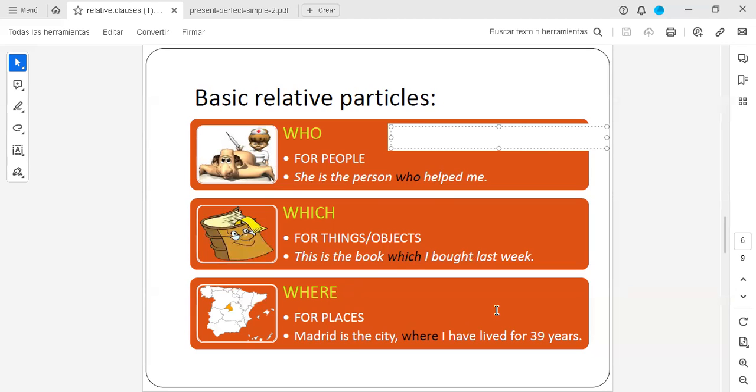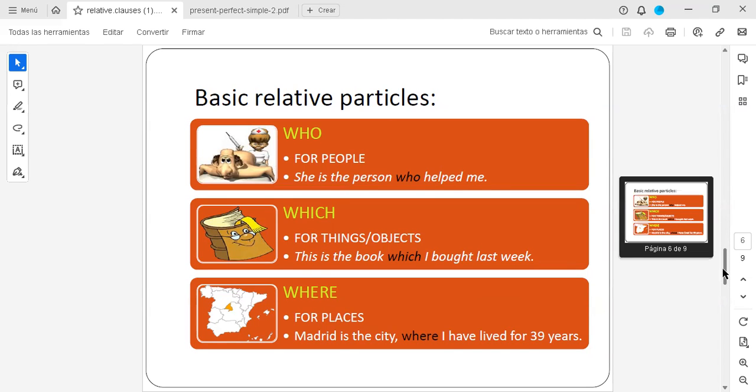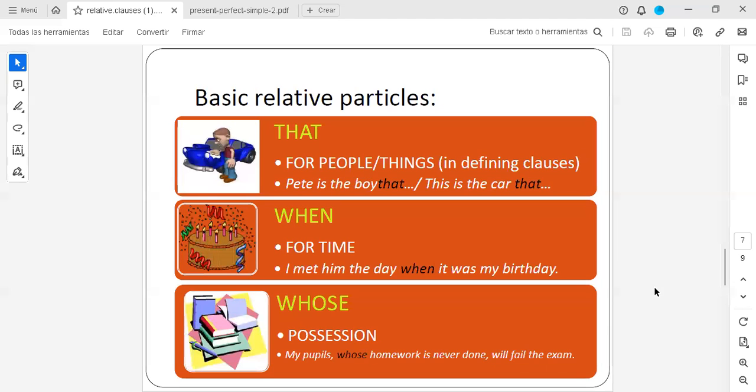Ella es la persona que quien me ayudó. Este es el libro que yo compré la semana pasada, o el cual yo compré la semana pasada. Y, Madrid es la ciudad donde he vivido por 39 años. Bueno, ahí ya no son preguntas, ahí son pronouns, right? Están formando nuestra relative clause. Vamos a ir otro ejemplo. Les sugiero ahí que van tomando alguna captura.